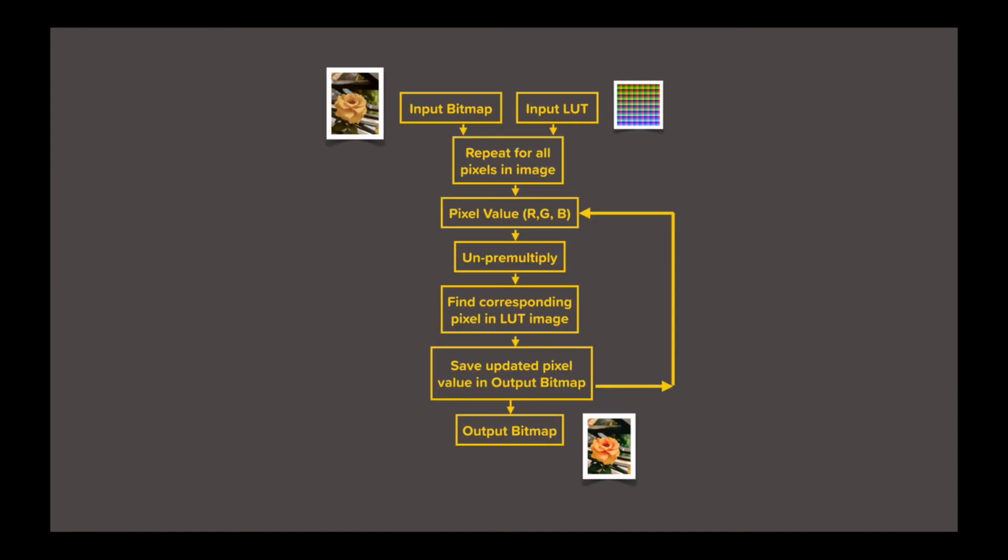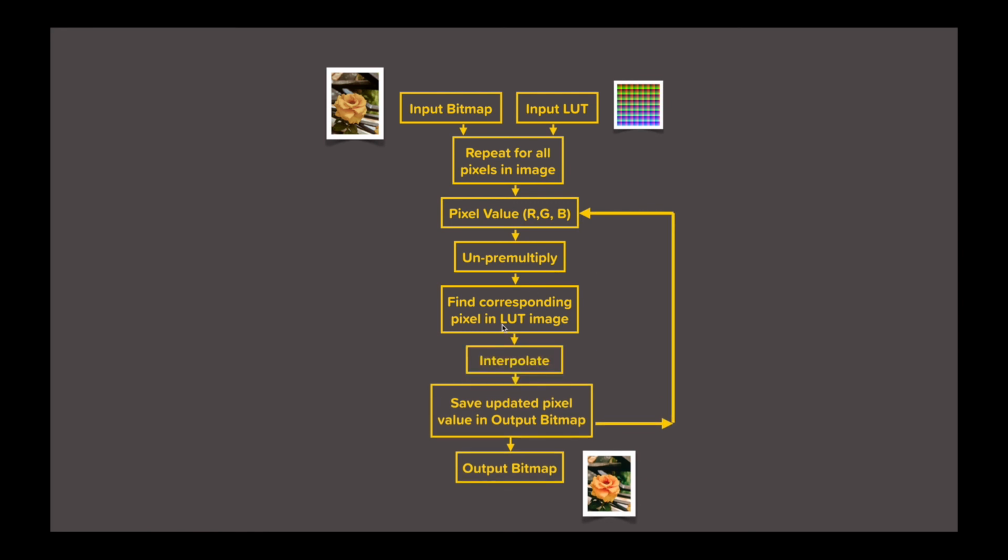We just added an extra step in this pipeline: after finding the corresponding pixel in the LUT image, we also find the nearby one. For example, if my color is mapping to a value 0, I also find 1, and then I interpolate between these two values, and then I get the updated output pixel.